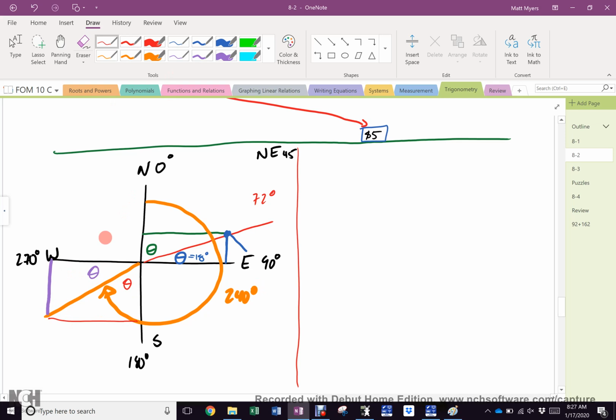30. Why, Rylan? If I'd gone all the way to west, it would have been 270, but I only went 240, so this must be 30. What does that make red theta?